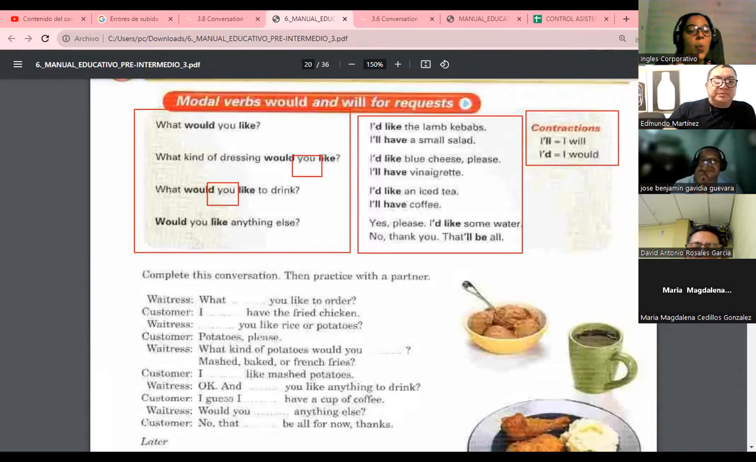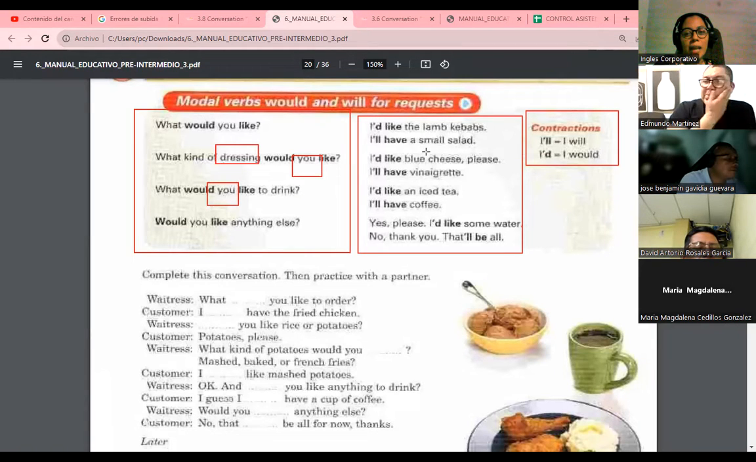Okay, now, would you like anything else? ¿Qué pregunto? ¿Te gustaría? Le gustaría algo más. Algo más. Muy bien. Y como orden, ¿verdad? Estamos hablando sobre comida, pues it's okay. Pero dressing sí tiene muchos significados. Puede ser vestir, puede ser probar, puede ser poner, ¿verdad?